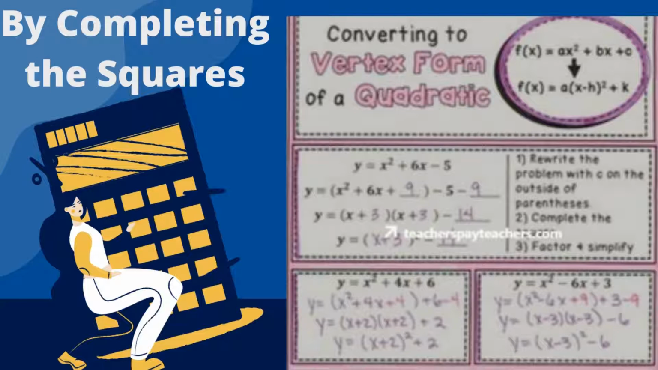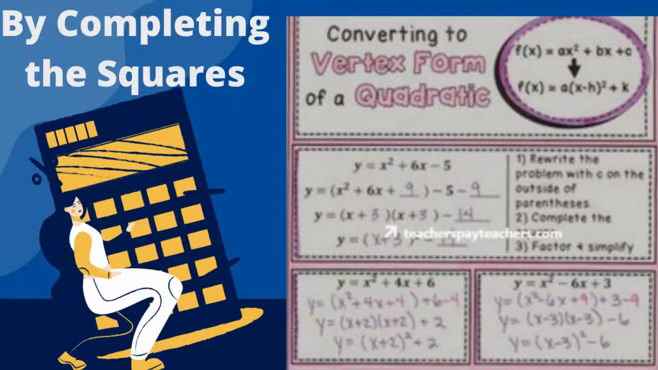Getting now the perfect square trinomial, it becomes x plus 2 times x plus 2, or simply quantity x plus 2 squared. Then the k will be positive 6 minus 4, which is positive 2. Therefore, the vertex form of the quadratic is y equals (x plus 2) squared plus 2.